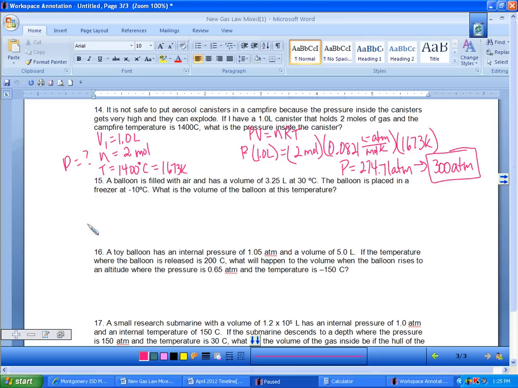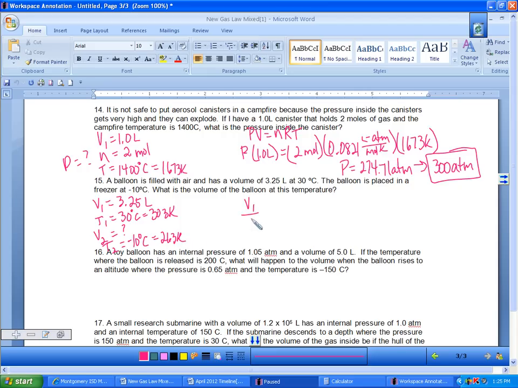A balloon is filled with air and has a volume of 3.525 liters at a temperature of 30 degrees Celsius. Well, 30 degrees Celsius is 303 Kelvin. They want to know what is the volume 2 going to be when I take it to a much colder temperature. So if my temperature gets colder, my volume should go down. And negative 10 degrees Celsius is the same thing as 263 Kelvin.